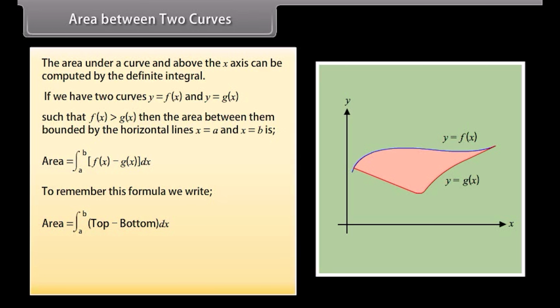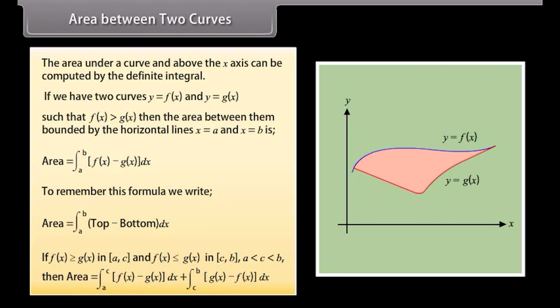If f of x is greater than or equal to g of x in [a, c], and f of x is less than or equal to g of x in [c, b], a is less than c is less than b, then area is equal to integral from a to c of f of x minus g of x with respect to x plus integral from c to b of g of x minus f of x with respect to x.